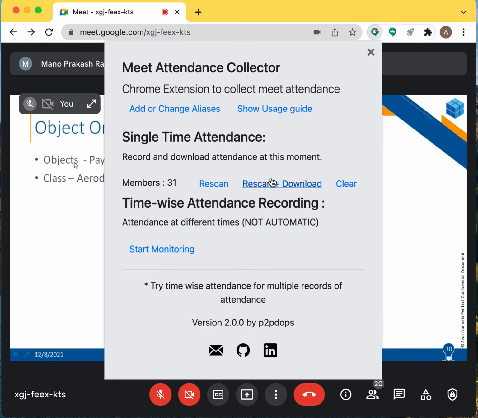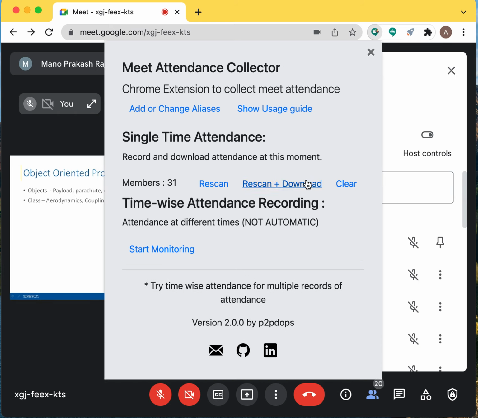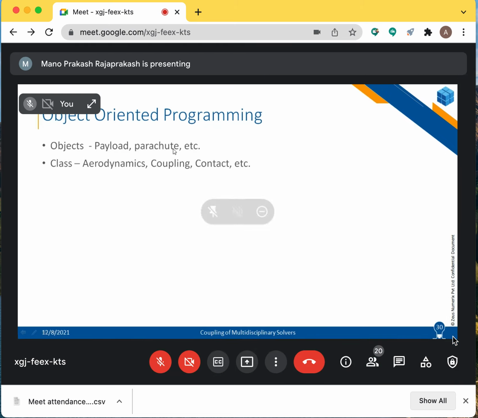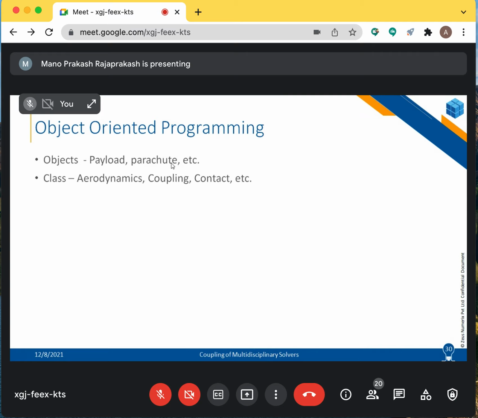In that case, using object-oriented programming makes the problem very easy. Once you make a class, you can inherit that class when you create an object. Say for a payload, if I don't want to model aerodynamics, I want only coupling and contact, I can just ignore the aerodynamic module class for the payload. For a parachute, if I do not want any added mass effect, I can just ignore the added mass model and only use this.